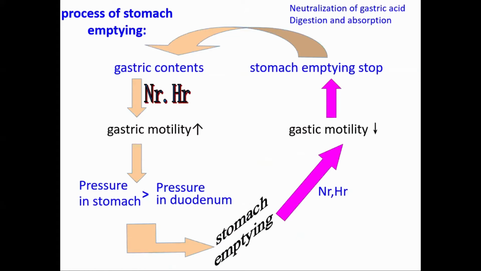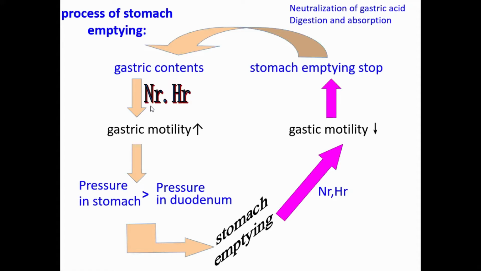So this is the process of gastric emptying. Right? Gastric contents move in response to neuronal and hormonal stimulus.